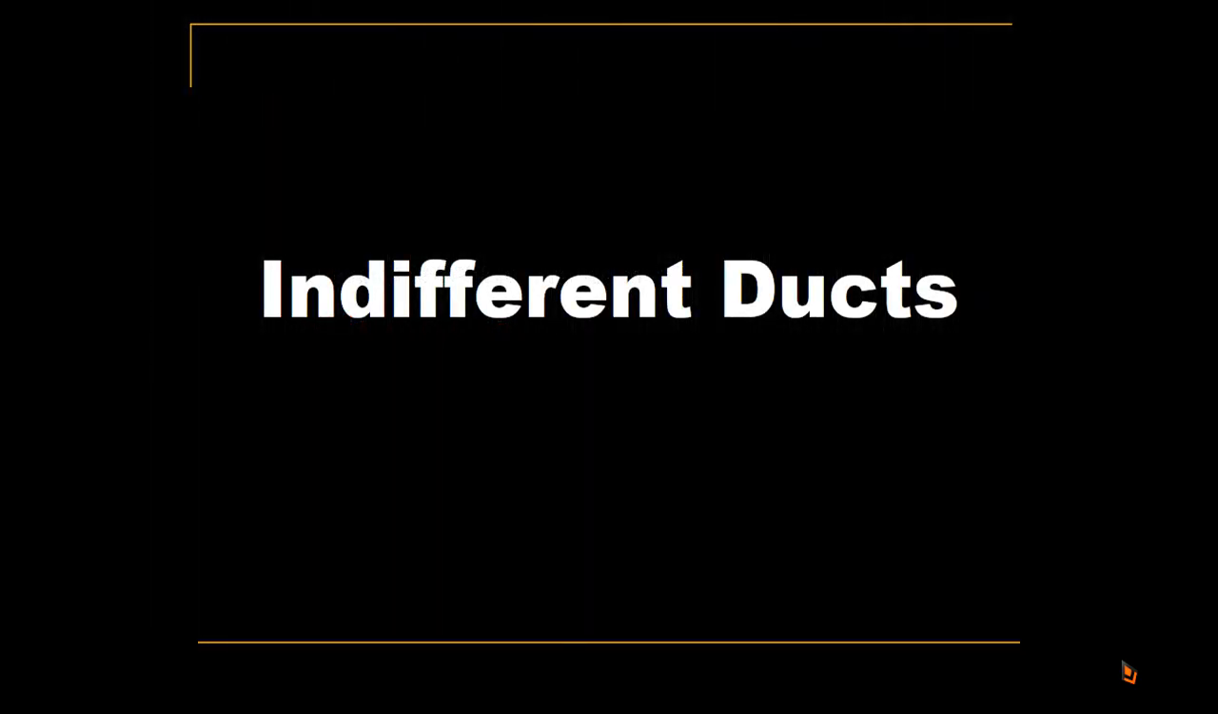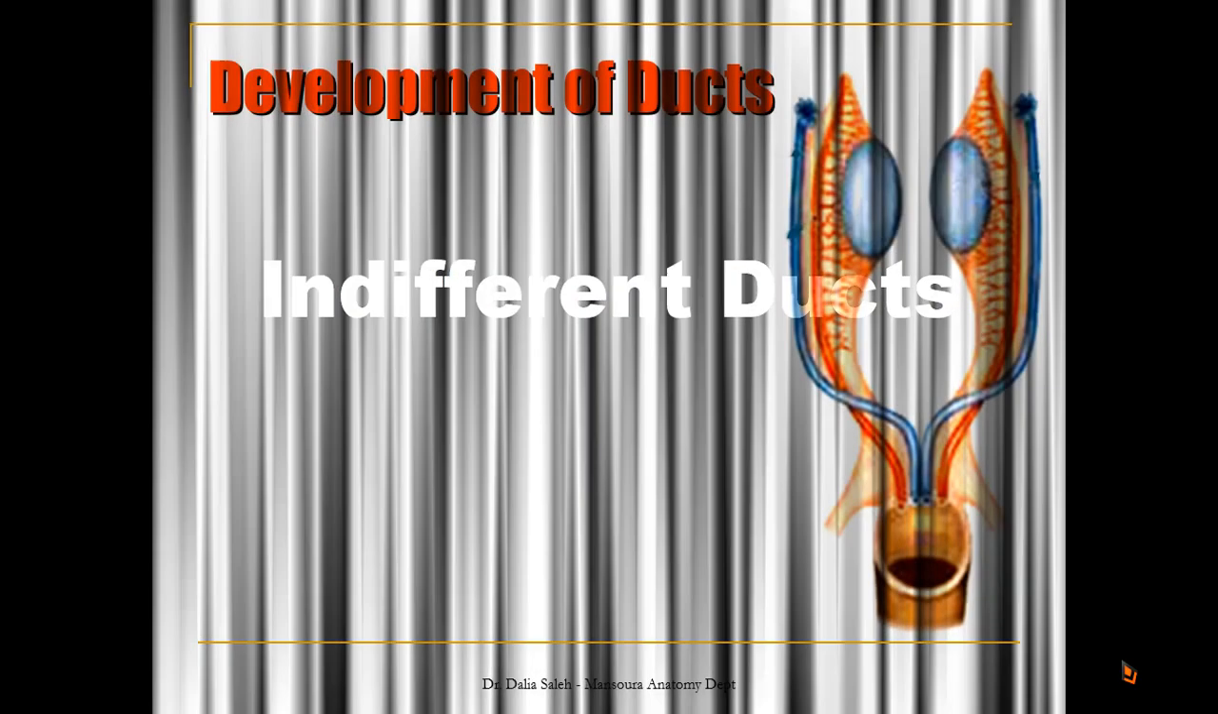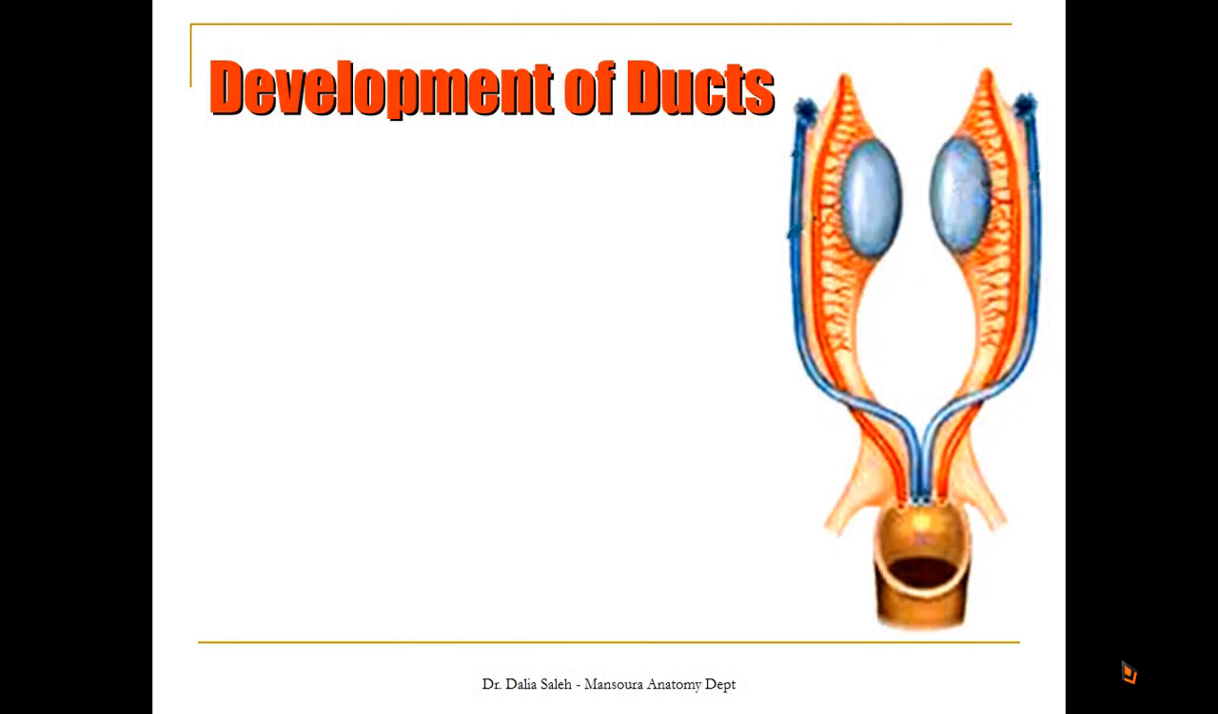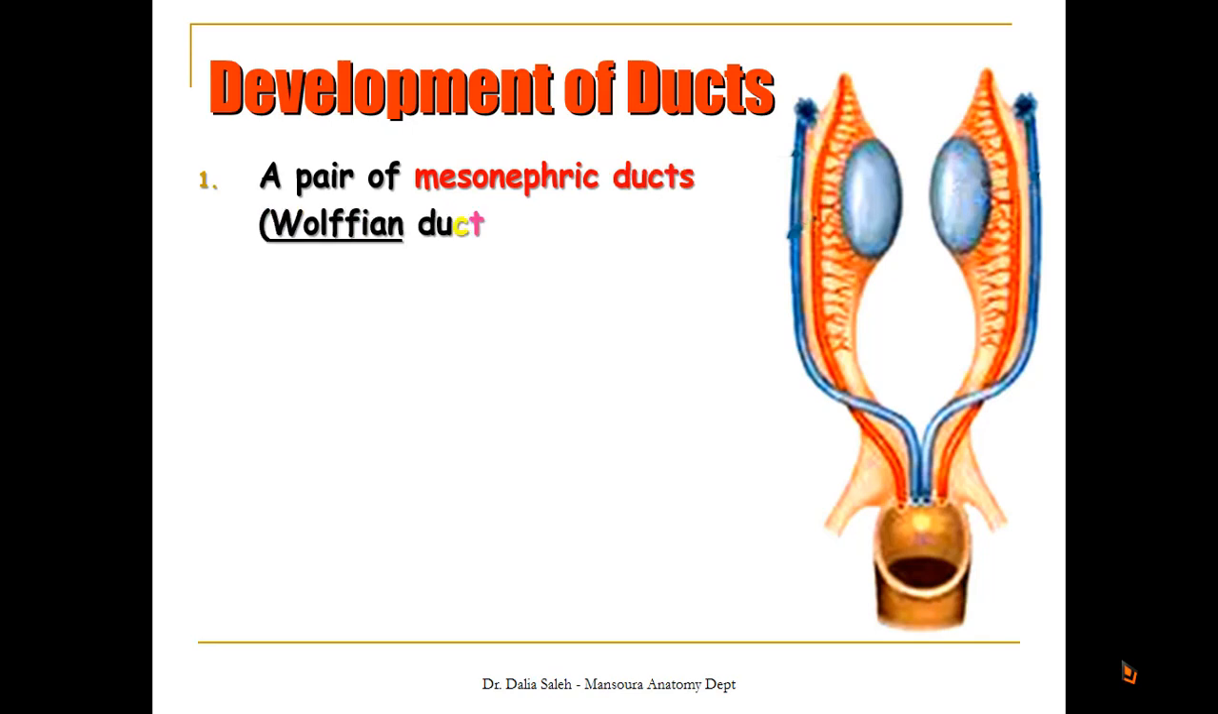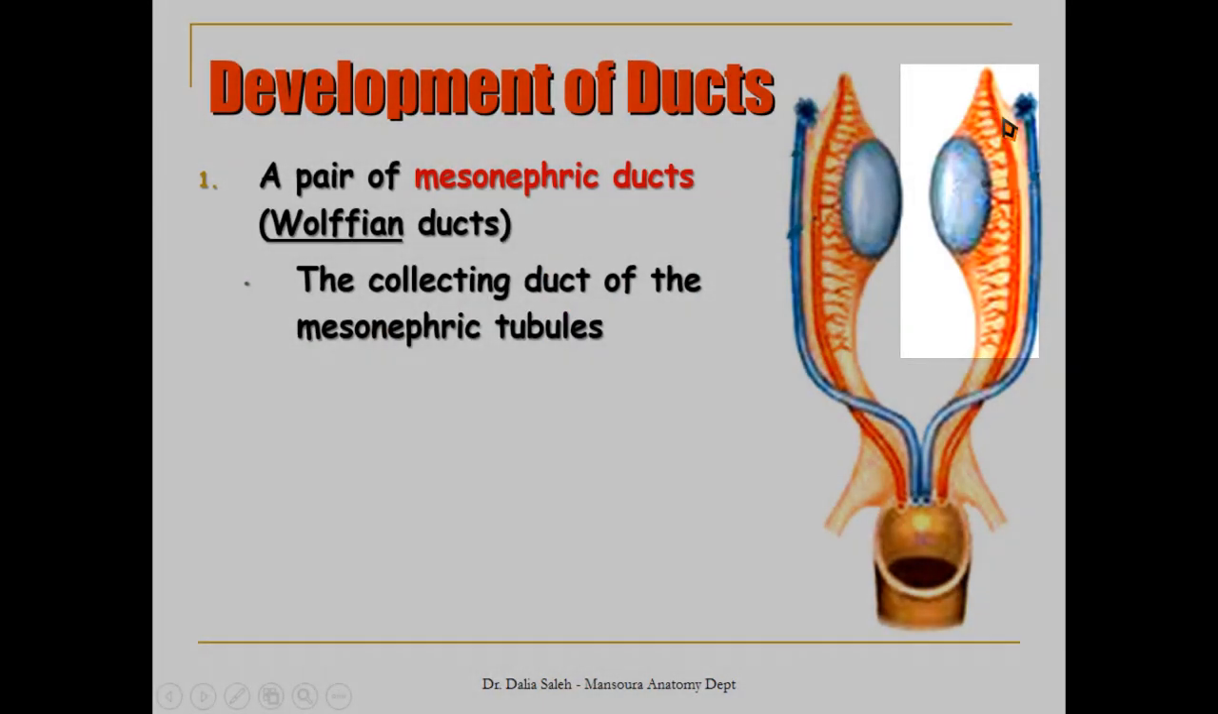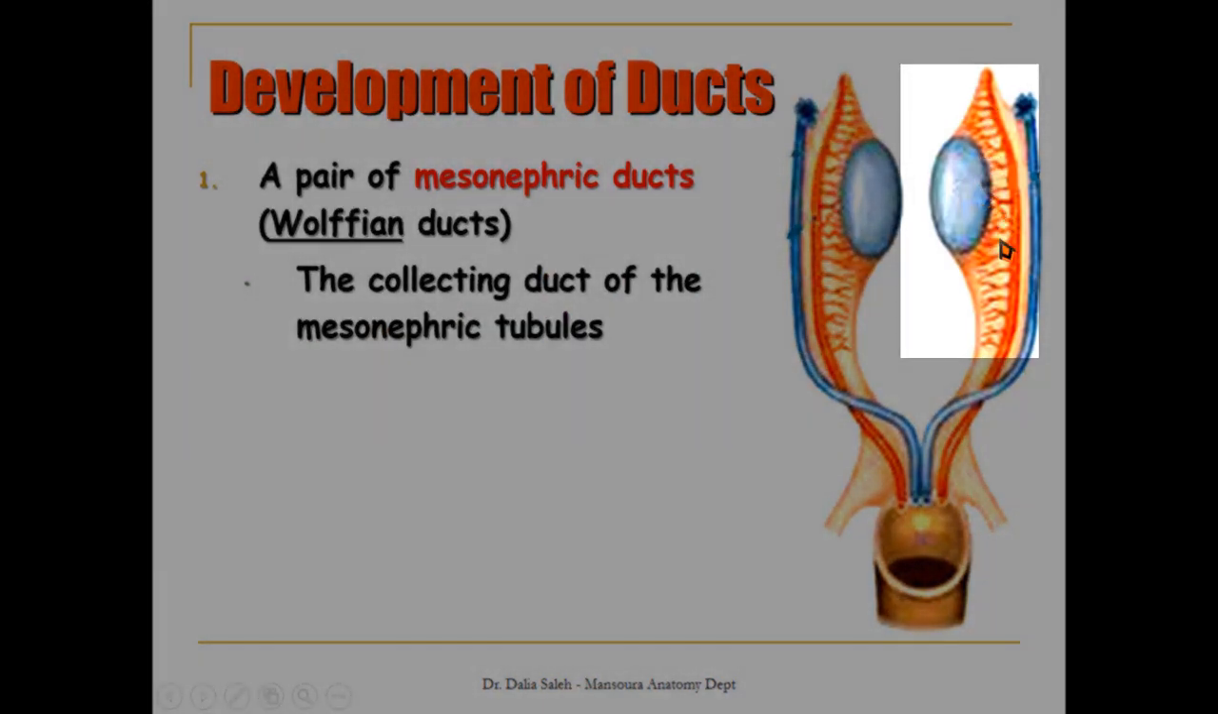For the indifferent stage in development of the male duct system, the first appearance of the duct system is by the appearance of a pair of mesonephric ducts or Wolffian ducts. They appear in the intermediate mesoderm, like we discussed before in the development of the urinary system, and the mesonephric tubules, or the collecting duct system of the mesonephric tubules, empty into them.